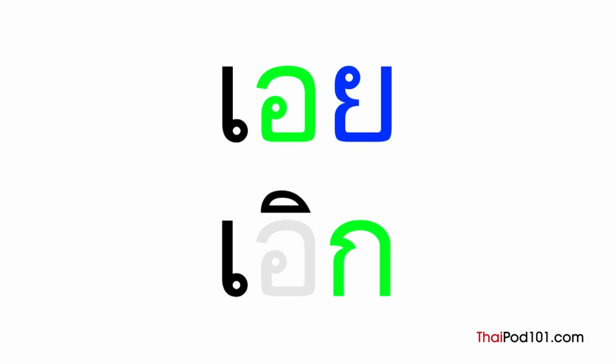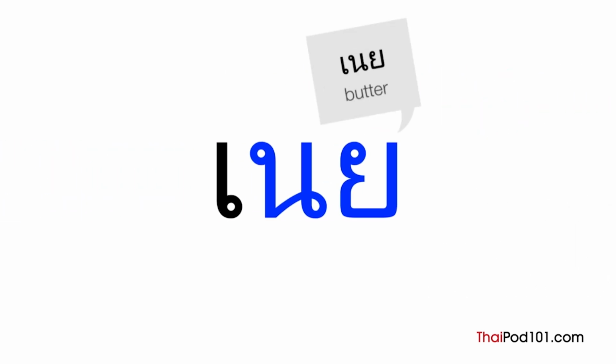A word that uses this pattern is เนย which means butter. As you can see, the initial consonant is นอหนู and we have the vowel sound represented with the combination of sara A on the left and yak on the right. Now it's time to learn the last tone rule.